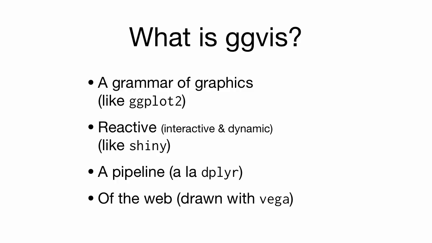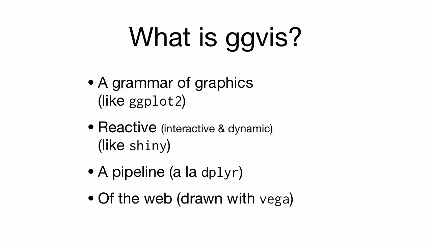The coolest thing about ggvis is that it's reactive. That means it's interactive and dynamic. So when your data changes or the parameters of the plot change, the plot updates without you having to do anything. This is built on the functional reactive programming tools provided by Shiny.